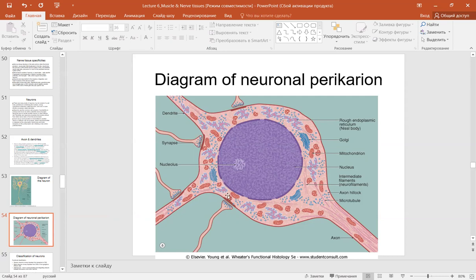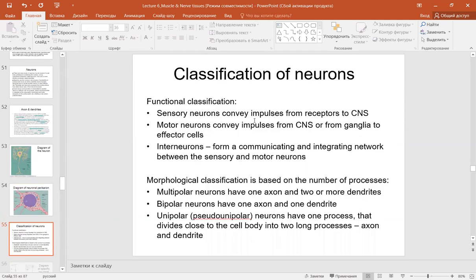The synthesized secretory vesicles are in the cytoplasm. And of course, rough endoplasmic reticulum and Golgi complex predominate in the neurons, responsible for the supply of specific synthesized material.